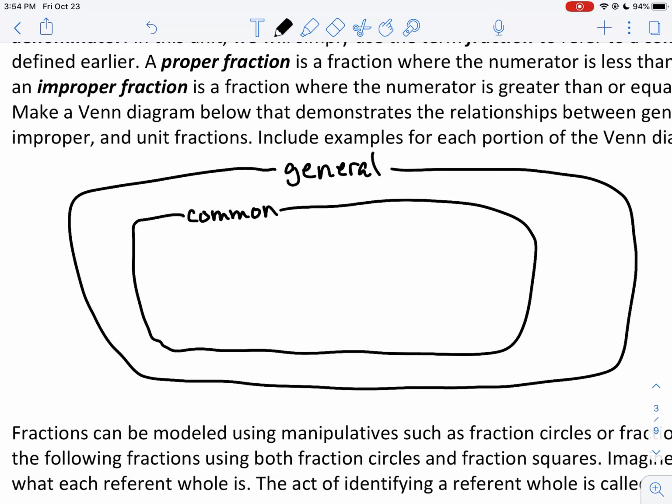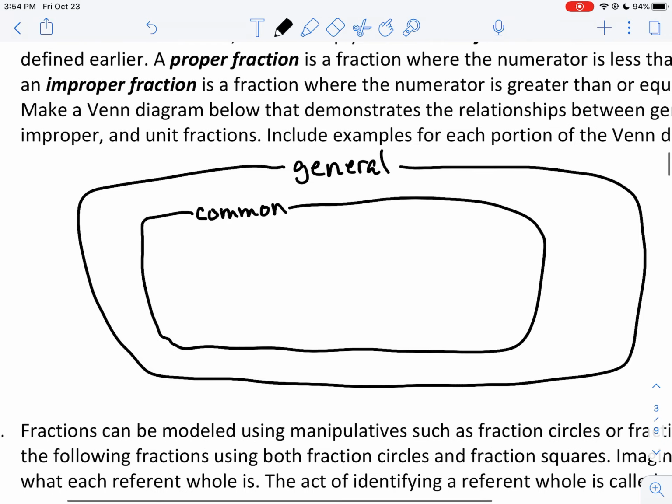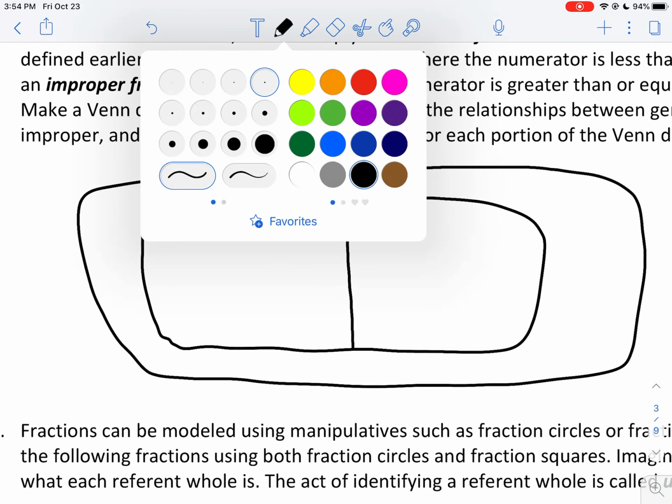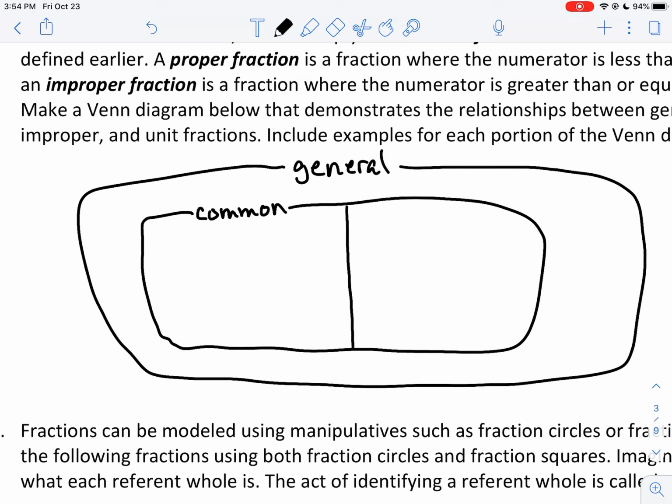Common fractions are fractions where the numerator and denominator are natural numbers, and that could be split into two different kinds. So I'm going to split this down the middle, where on one side we have the proper, and on the other side we have the improper. And then unit fractions. Unit fractions are of the form 1 over a number.